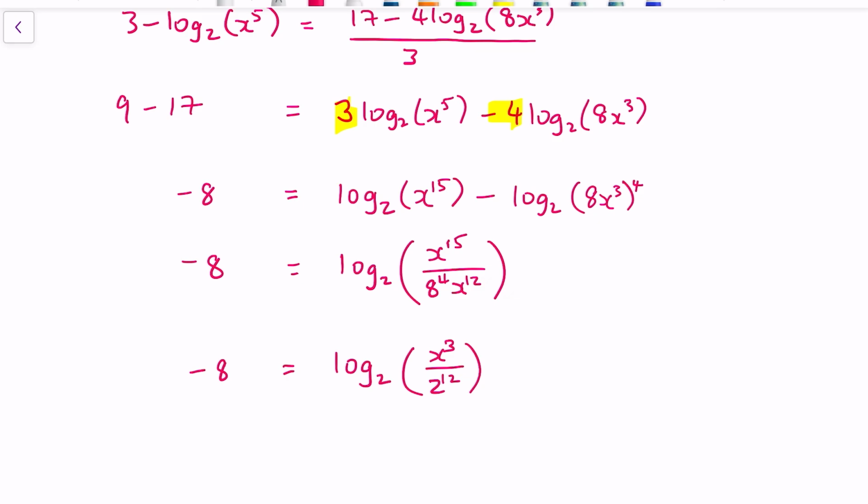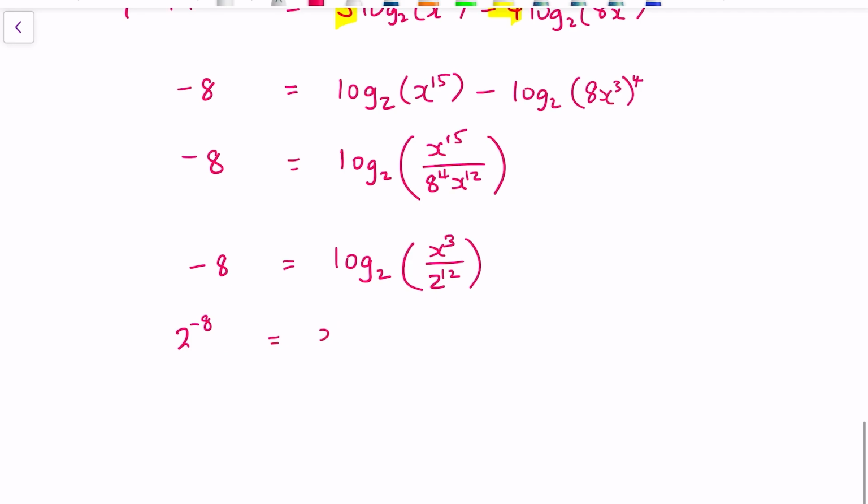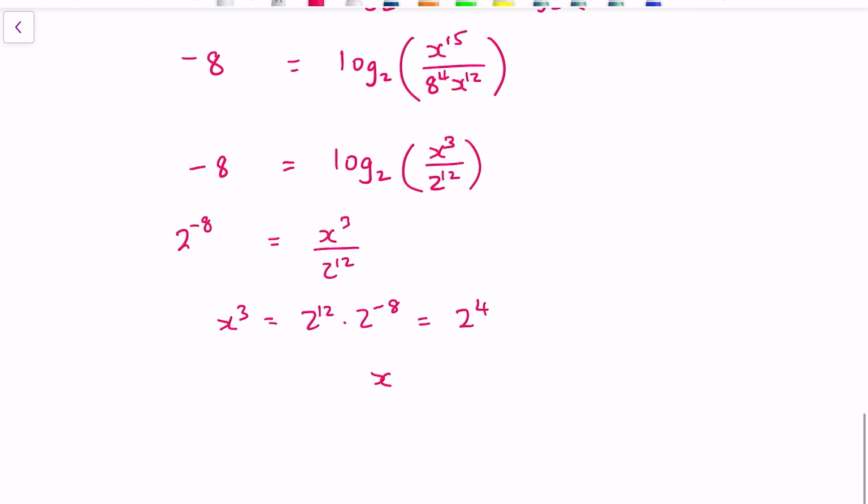I'm going to take 2 to the power on both sides to get rid of the log. 2 to the power of negative 8 is equal to x cubed over 2 to the 12. And then times both sides by 2 to the 12. X cubed is equal to 2 to the 12 times 2 to the minus 8, which of course is 2 to the 4. Cube root, x is equal to the cube root of 2 to the 4, which is the cube root of 16, or 2 to the power of 4/3, which is what we got before.